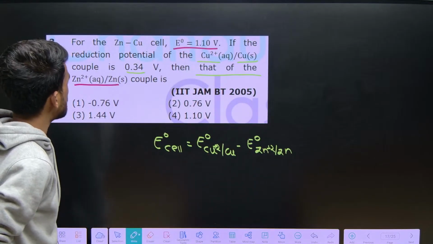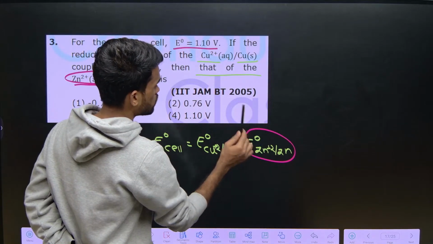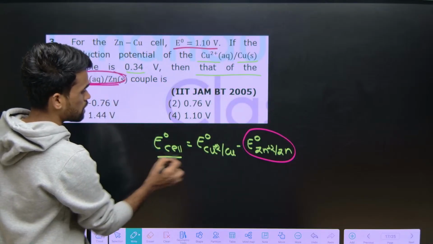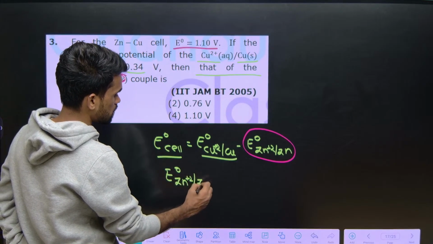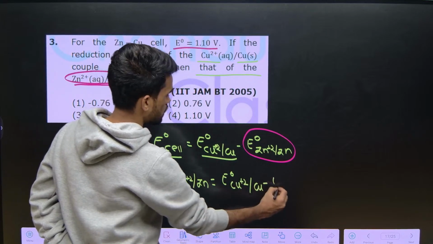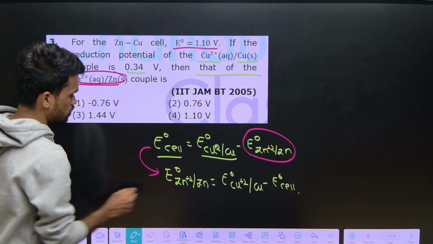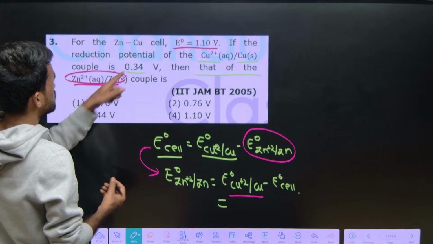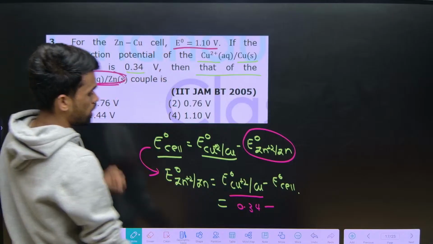Now in the question, they are asking about this value. So what to do here? You just keep it here, I mean send this side and this one you send that side, because the remaining data is provided. So E naught of Zn+2 to Zn is equal to E naught of Cu+2 to Cu minus E naught cell. I hope you got how I have written this equation from this one. Now what data have they mentioned? The copper reduction potential is 0.34, and the cell potential is 1.1.